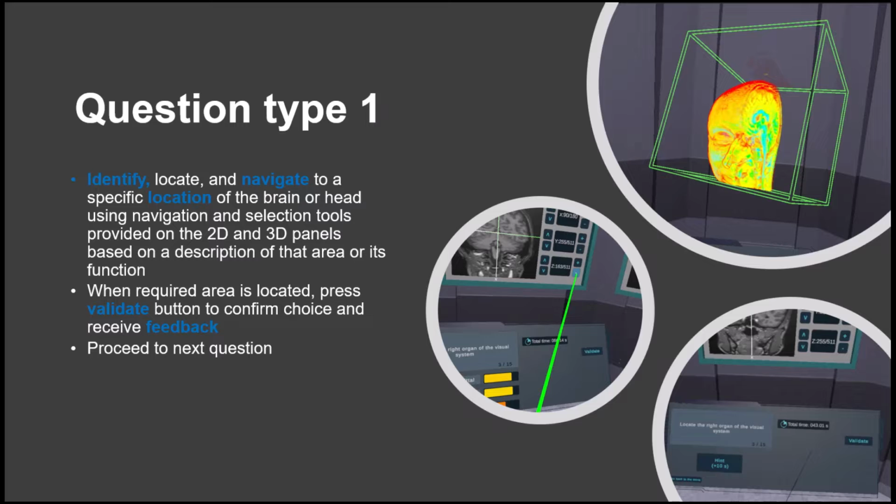When the required area is located, they press the validate button to confirm their choice, and receive feedback. They can then proceed to the next question.